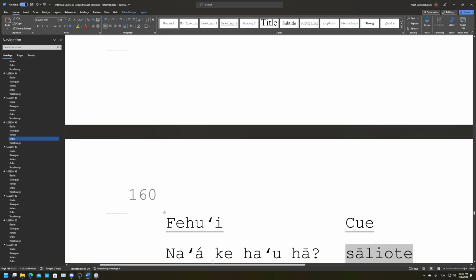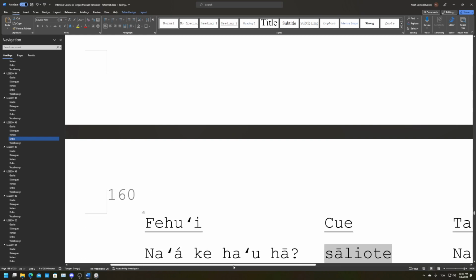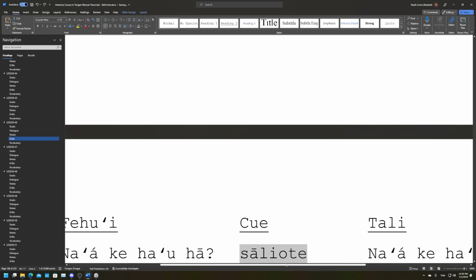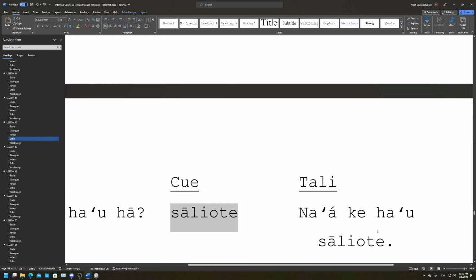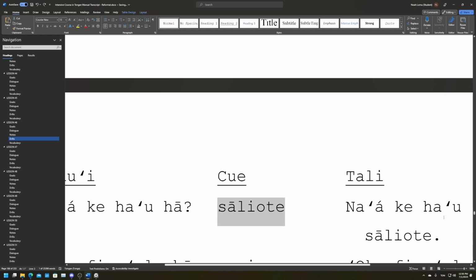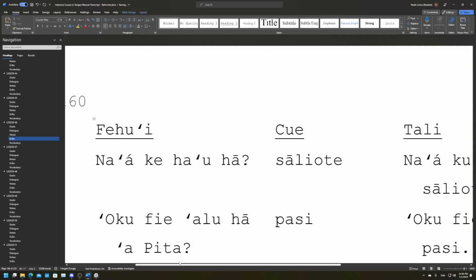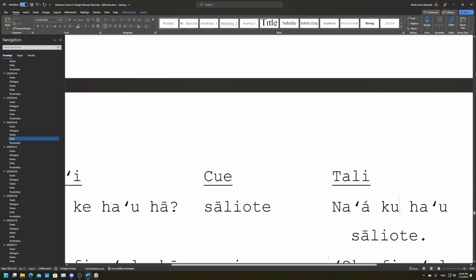So the question is, Nakeha oha? And the answer is saliote, right? And so in the response, you say, Nakeha o saliote, or this should be ku. Yeah, so not ku. So the answer is I came by boat. That was just a typo.